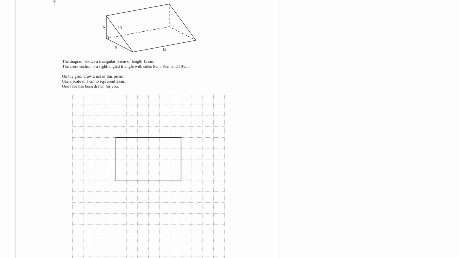Question 8: The diagram shows a triangular prism of length 12 centimeters. The cross section is a right angled triangle with sides 6 centimeters, 8 centimeters, and 10 centimeters. On the grid, draw a net of this prism. Use a scale of 1 centimeter to represent 2 centimeters. One face has been drawn for you.